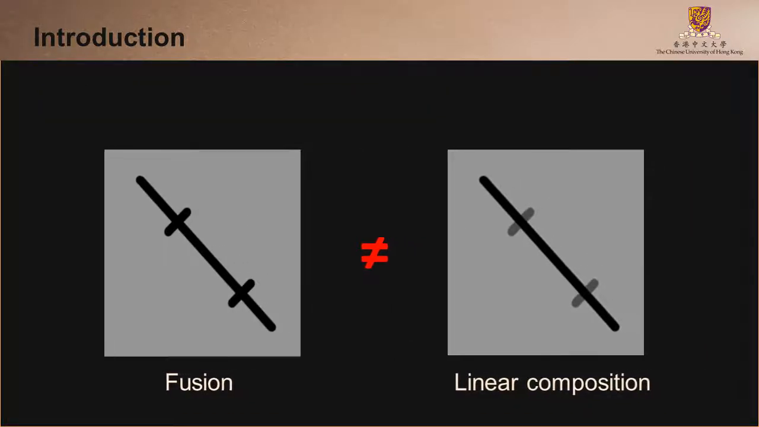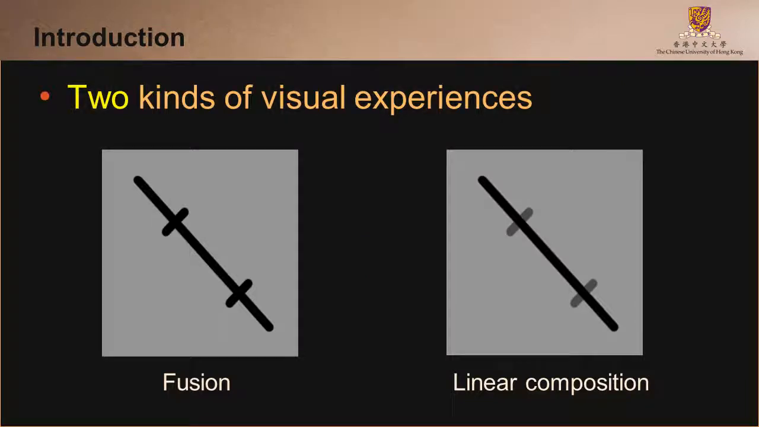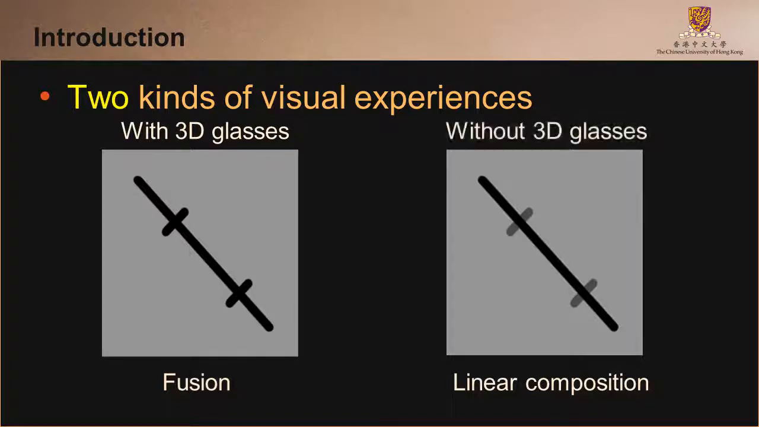Thus, we have two different kinds of visual experiences. One is wearing glasses. We can have two images fused in our brains. Another is without glasses. The two images will linear blend on the screen and then be perceived by us. By allocating these two visual experiences to colorblind and normal people separately, we are able to achieve visual sharing.